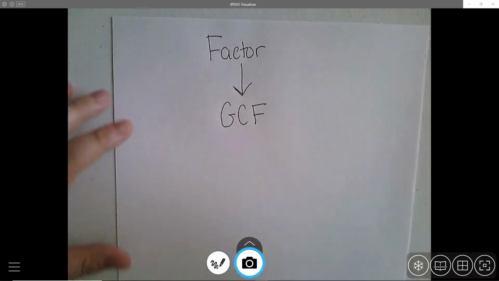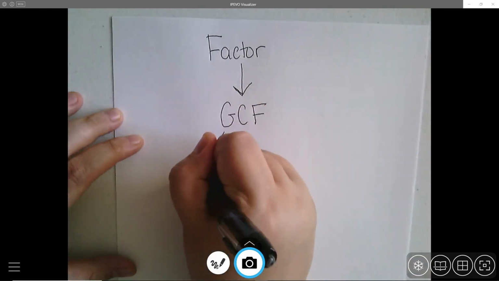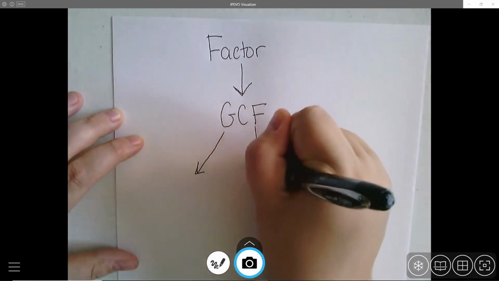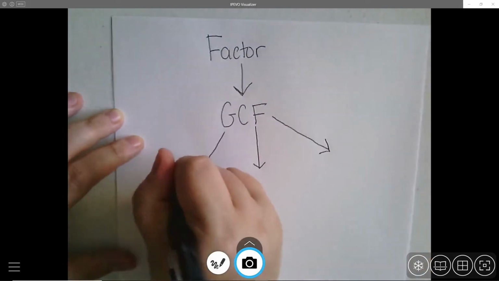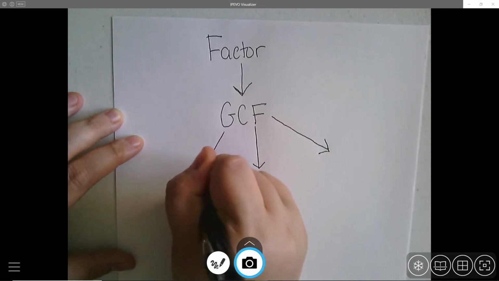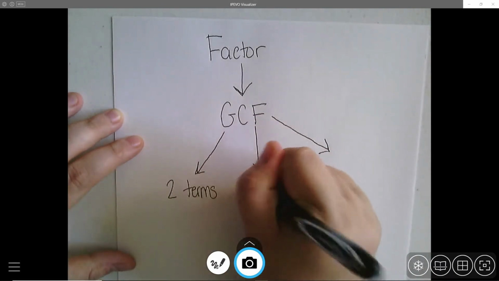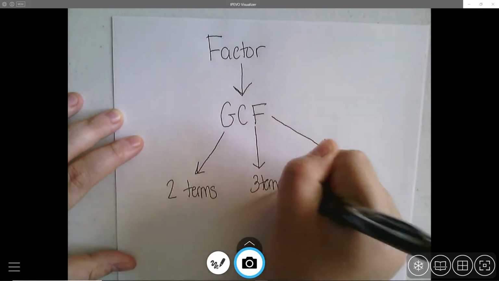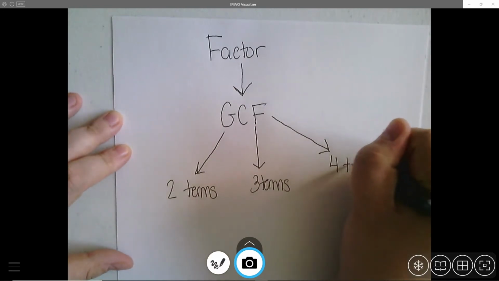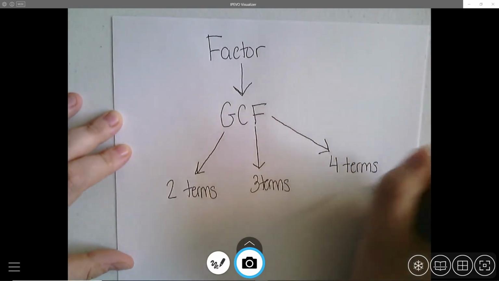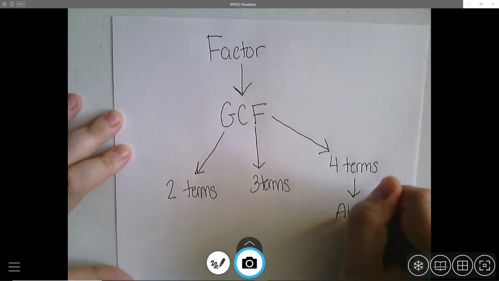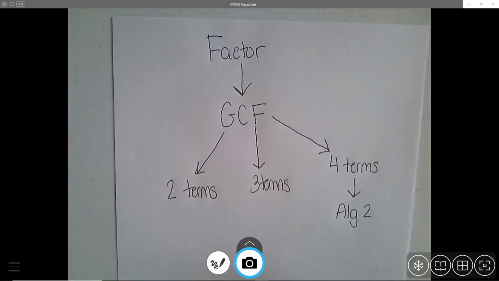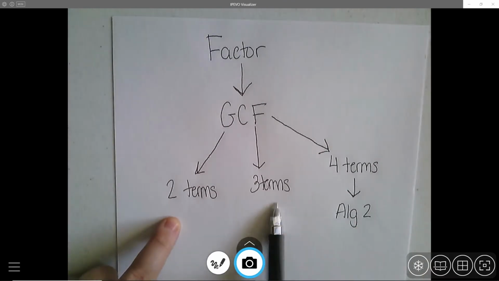Once you have factored out a GCF, remember we branched it off into 3 things, and it was based on counting the number of terms. So if the problem has 2 terms, if it has 3 terms, and we did talk about it, if it has 4 terms. Now, if it has 4 terms, remember in class I told you this was Algebra 2. They will introduce 4 terms in Algebra 2. We cover 2 and 3.